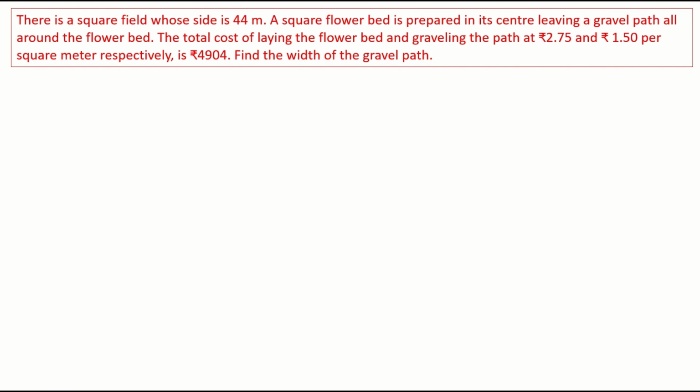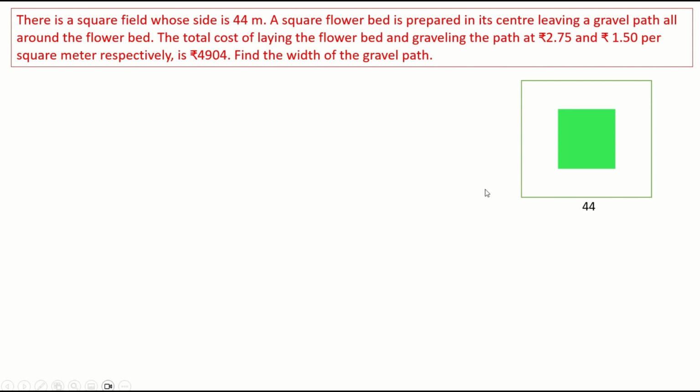There is a square field whose side is 44 meters. A square flower bed is prepared in its center, leaving a gravel path all around the flower bed. The total cost of laying the flower bed and graveling the path at 2.75 and 1.5 per square meter respectively is 4,904. Find the width of the gravel path.